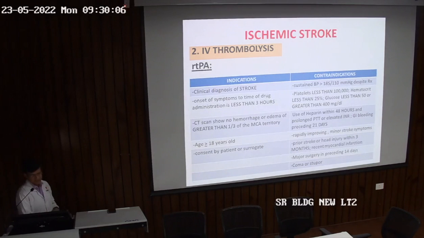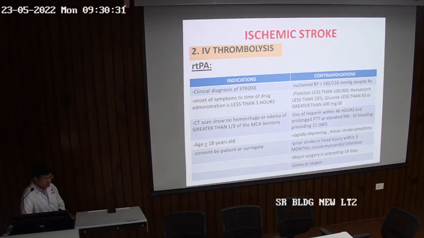And there are certain indications and contraindications for recombinant tissue plasminogen activator. So what are the indications? If your diagnosis is stroke, the patient presents to you within 3 hours or 6 hours, and CT scan shows no hemorrhage, age is more than 18 years, and consent by the parent or the surrogate. Only if these indications are met, then you go for IV thrombolysis.